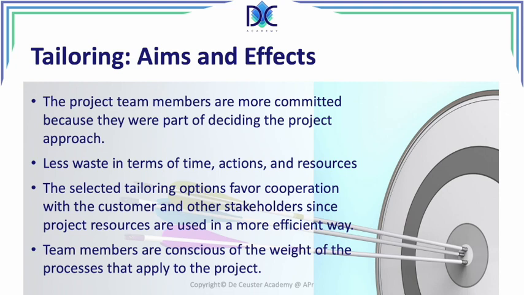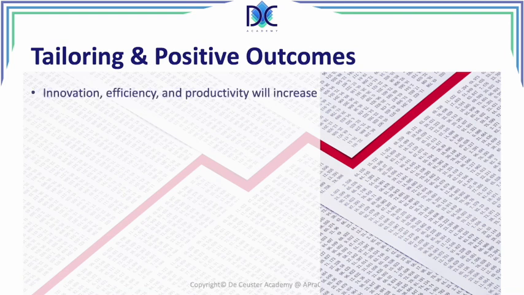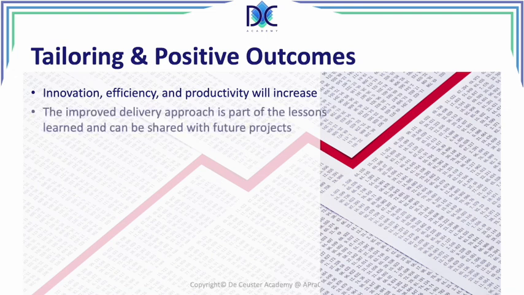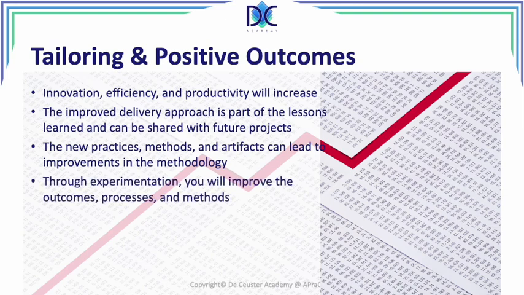When we look at tailoring, we can also consider some positive outcomes. Innovation, efficiency, and productivity will increase. The improved delivery approach is part of the lessons learned and can be shared with future projects. The new practices, methods, and artifacts can lead to improvements in the methodology. Through experimentation, you will improve the outcomes, processes, and methods.